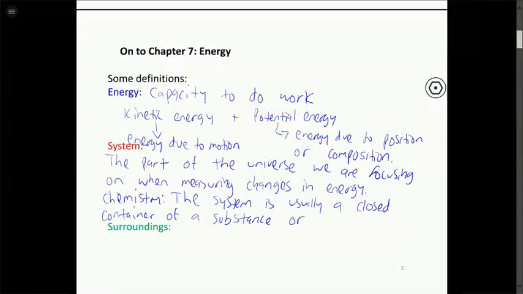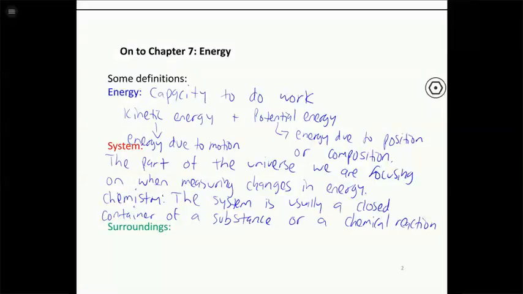And very often the system is going to be defined as a chemical reaction itself. So the reactants and products in a chemical reaction is going to be the system, and then we're going to measure whether the energy increases or decreases for that system as the chemical reaction takes place. And then the surroundings is going to be everything else in the universe that is not part of the system.